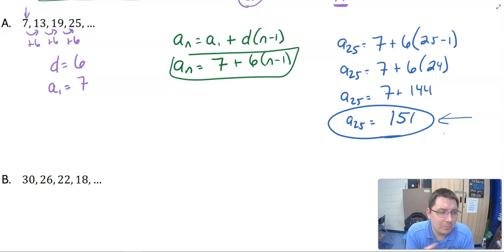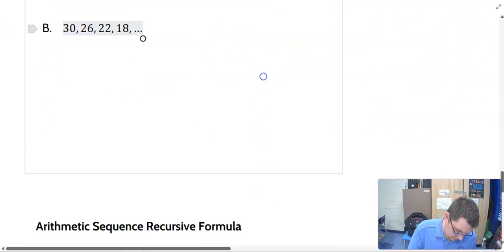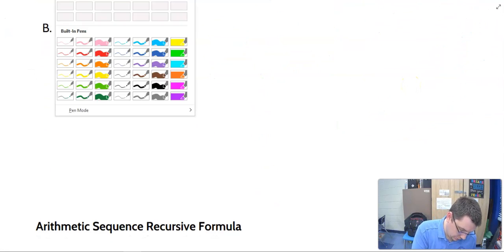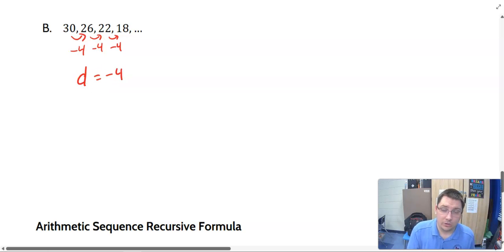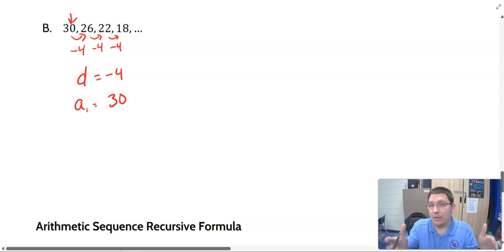All right, so let's look at B. We've got a pattern here of 30, 26, 22, and 18. And so going from 30 to 26, we're subtracting 4, and 26 to 22, subtracting 4, and 22 to 18, subtracting 4. And so our common difference here is negative 4. Our first term, our a sub 1, is equal to our 30. Remember, our first term is just the first number in the sequence.